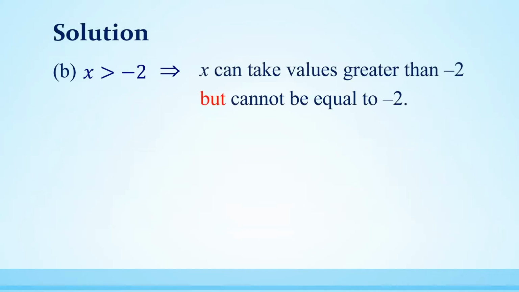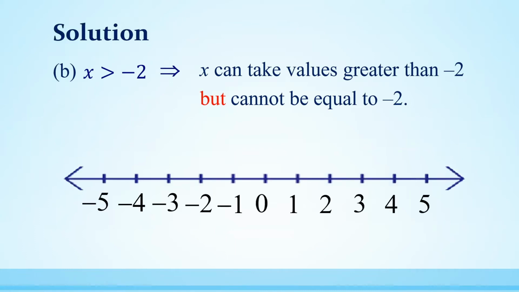Part B, x greater than negative 2. So here, x can take values greater than negative 2, but x cannot be equal to negative 2. So on my number line, I will have an unshaded circle at negative 2. Now, greater means to the right. So my arrow would be pointing to the right. This means that I can take all values to the right of negative 2, but not negative 2.